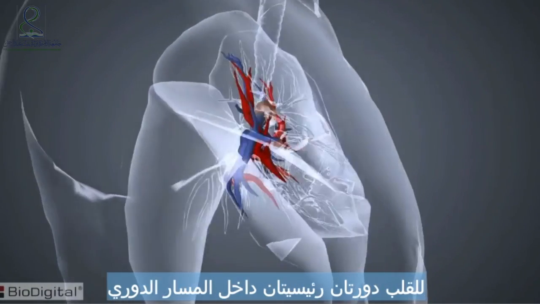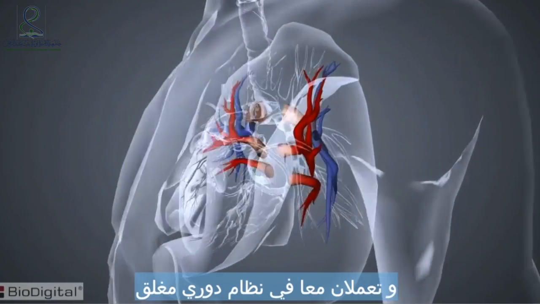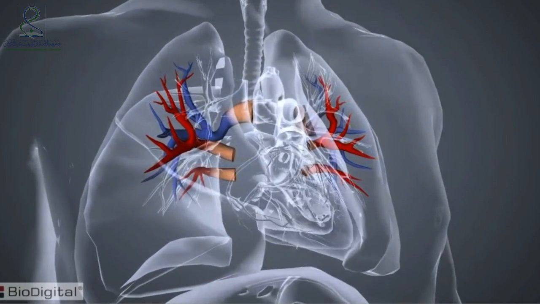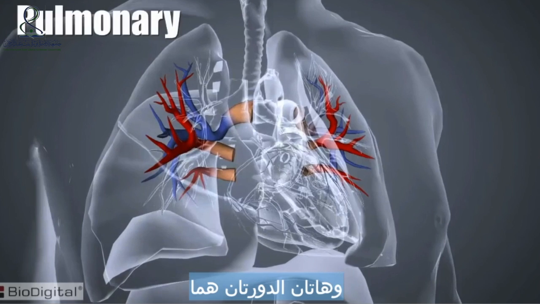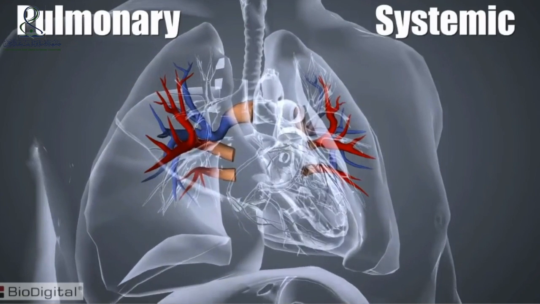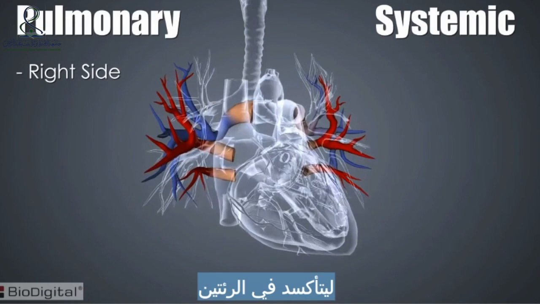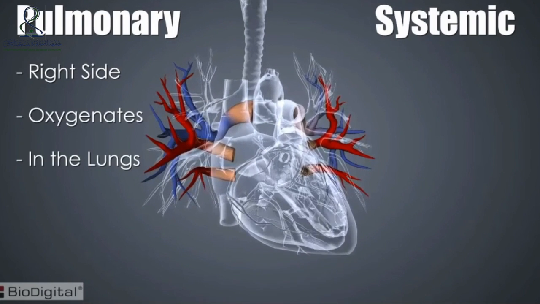The heart has two major circuits within the circulatory pathway which work together in a closed circulatory system. These two pathways are the pulmonary pathway and the systemic pathway. In the human organism, the right side of the heart pushes the blood through the pulmonary circuit so that it can be oxygenated in the lungs.